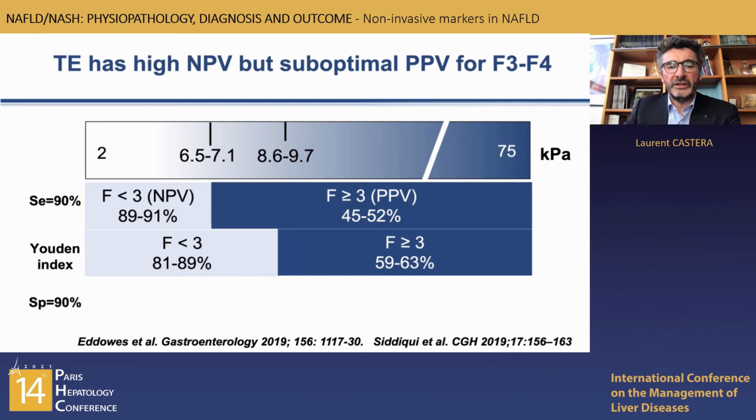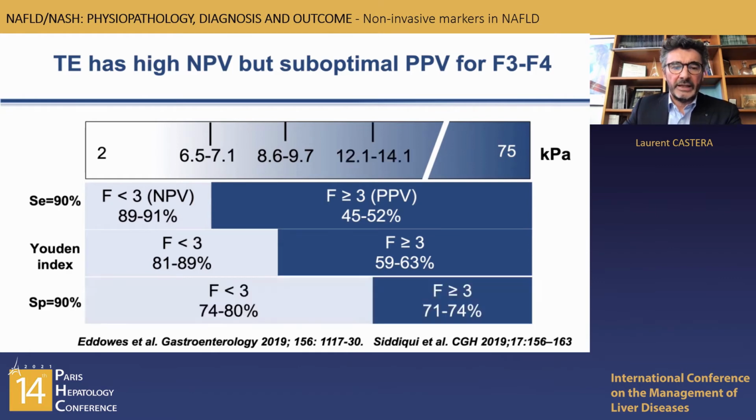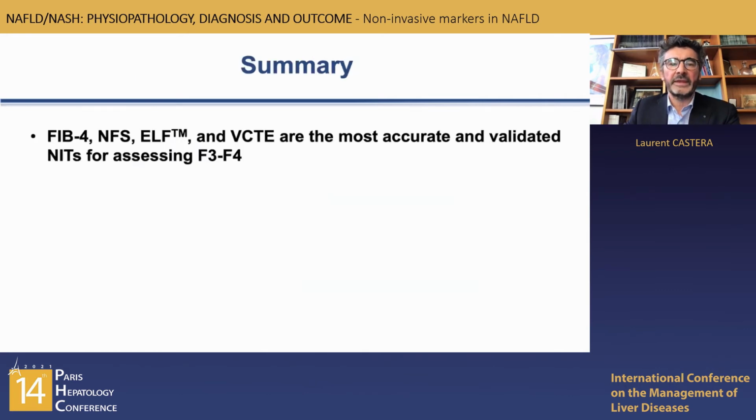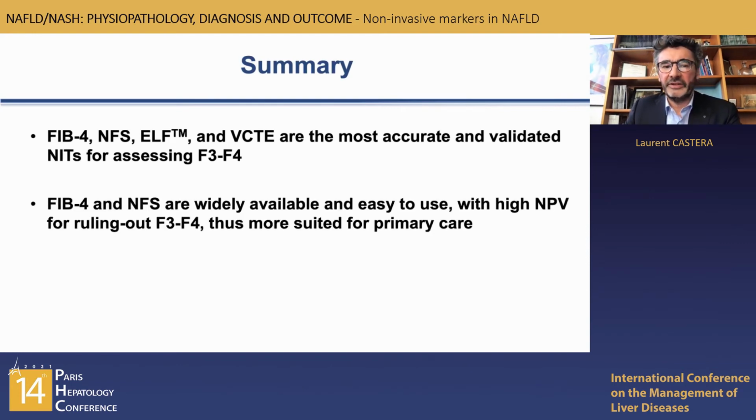If you're using the Youden index, maximizing sensitivity and specificity, you can see that the negative predictive value is still good, and you increase the positive predictive value. If you want to maximize specificity, then the cutoffs go from 12 to 14, and still you have around 30% of false positive patients. So in summary, FIB-4, NFS, ELF and VCTE are the most accurate and validated non-invasive tests for assessing advanced fibrosis.